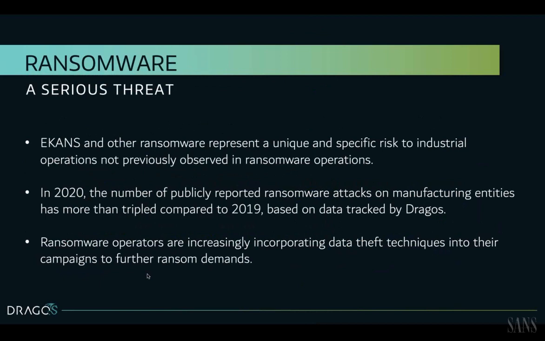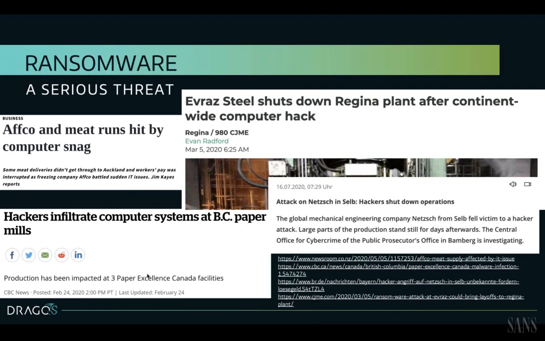So here are some examples of some of the ransomware attacks that we've seen impacting manufacturing. And like I said, it's been a really difficult year for the manufacturing sector in terms of ransomware attacks. AFCO, for instance, was a meat agricultural company. So their production was disrupted due to a ransomware cyber attack, and it actually impacted the employees. They were unable to receive pay. Everest Steel had multiple plant shutdowns throughout North America due to ransomware. And again, the employees were unable to work, unable to get paid for multiple days.